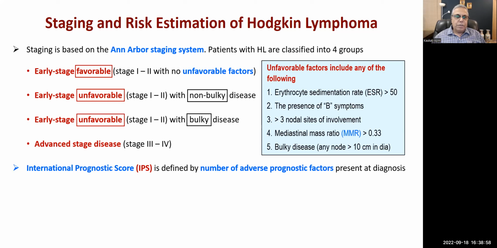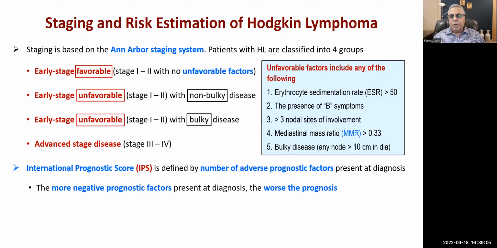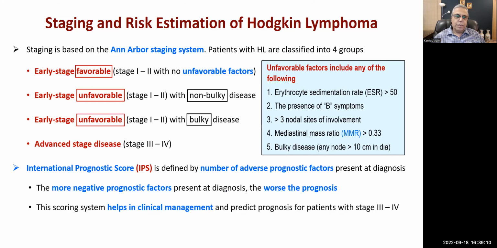Now, the international prognostic score is defined by the number of adverse prognostic factors present at diagnosis. The more negative the prognostic factors, the worse the prognosis is going to be, okay? And the scoring system helps in clinical management, which I'll show you in the next slide. Patients are divided into scores 0 to 2 and 3 or more than 3. 3 or more than 3 is a worse prognosis, and 0 to 2 is a good prognosis.